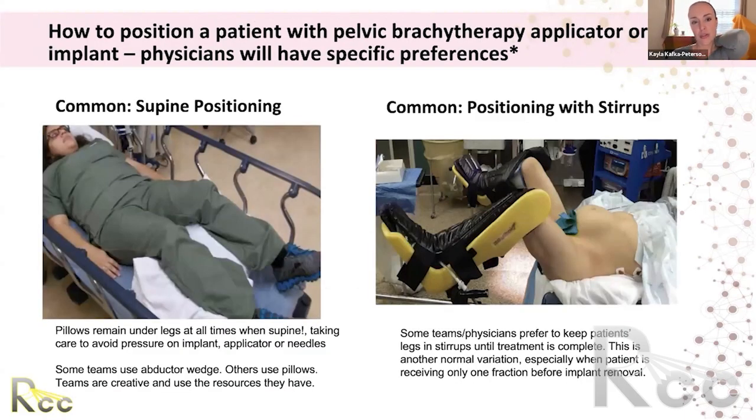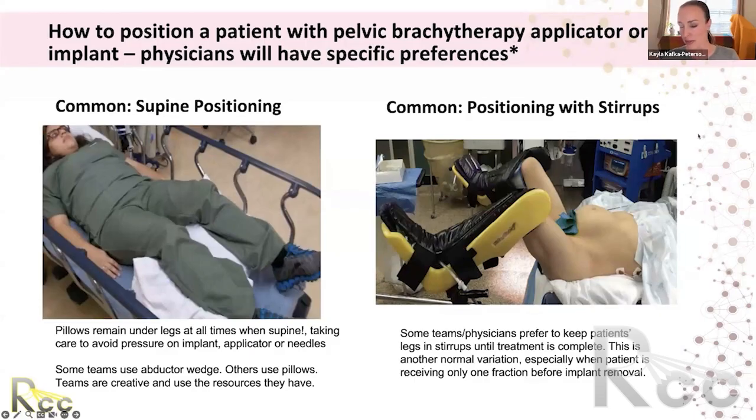And then depending on the physician's preferences, I've worked with different doctors, different teams, and they all have some version of this. But when there's a pelvic implant, the common ones that we see are supine positioning with legs up on pillows, taking care to avoid pressure on the implant, applicator, or needles. I just went down to Colombia, and in Colombia, they use this really nice hip abductor wedge, and that's how they kept their patients' legs away. Others use pillows. Teams get creative with this. The physicians each seem to have their preference.